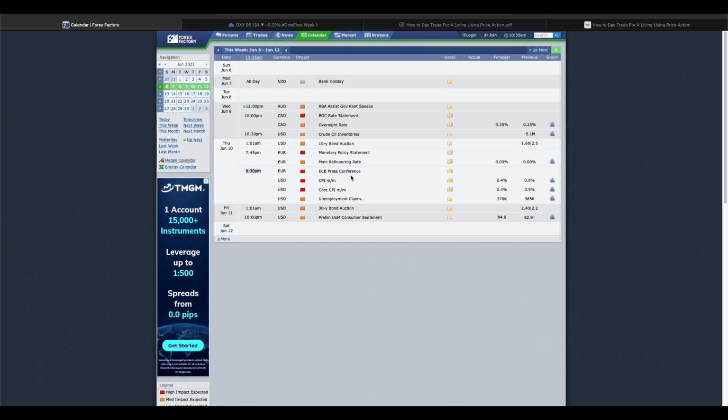For me, I am based in GMT +8, so it's 8:30 PM for me. Depending on where you are, it might be some other timing. So just log into Forex Factory, input your time zone, and you will get the timing of the press conference.